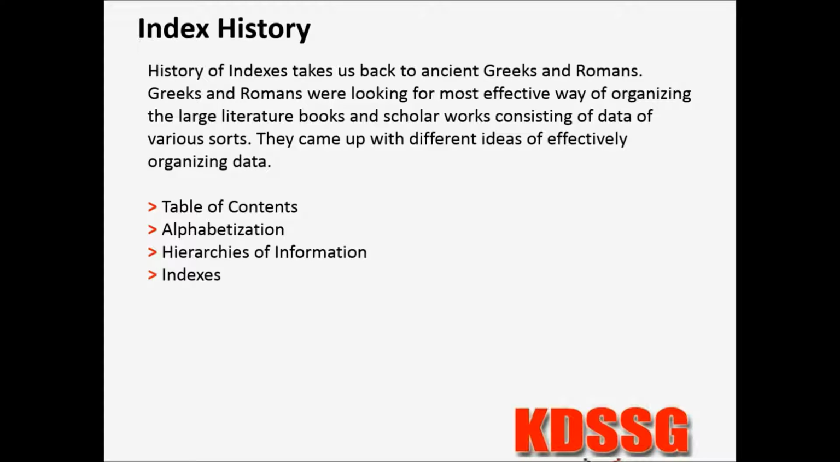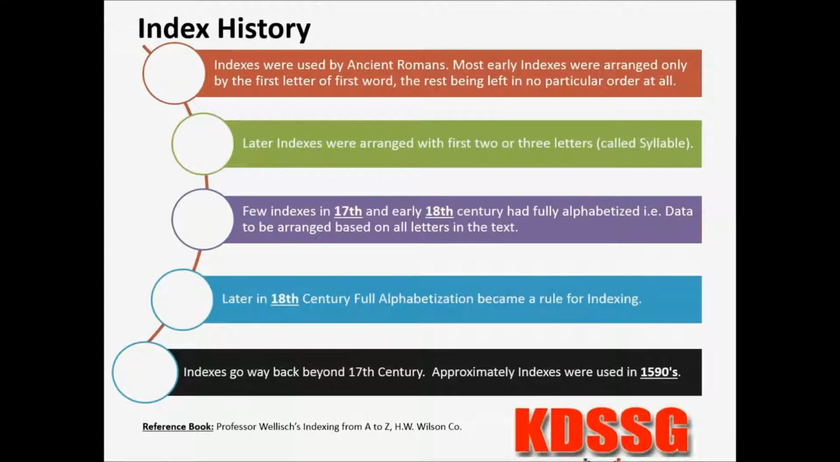It's nothing new now. In the technical digital world it's different, but way back in ancient history, indexes were used by the ancient Romans, and most early indexes were arranged only by letters. In the earlier days the data was arranged only by the first letter, so it never considered what was in the next letters. Then they thought this was a little restrictive, and it progressed from the first letter to two and three letters, indexing data based on two letters or three letters.